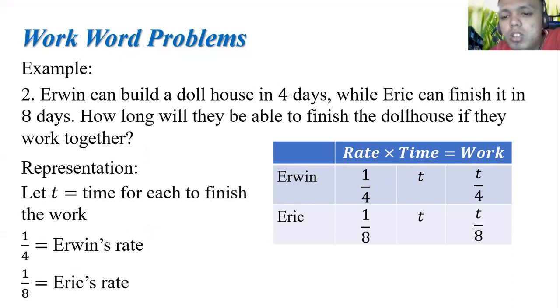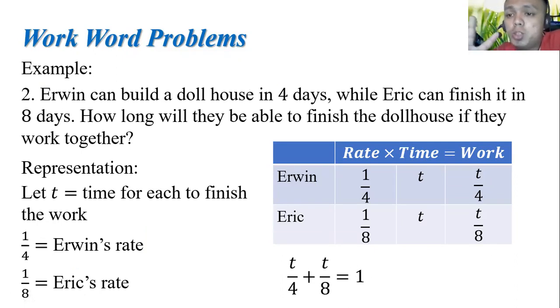And then, yung time ni Erwin is T, kasi unknown pa yung T, yung time. Yung work niya is T over by 4, because 1/4 times T is T over by 4. Kay Eric naman, 1/8 yung rate niya, then yung time niya is unknown pa rin. If you multiply 1/8 times T, yung work niya is T over by 8. Now, if they work together, we have here T over by 4 plus T over by 8 equal to 1. Always 1 dito lagi pag nag-work silang together. Right? Because they are counted as 1.